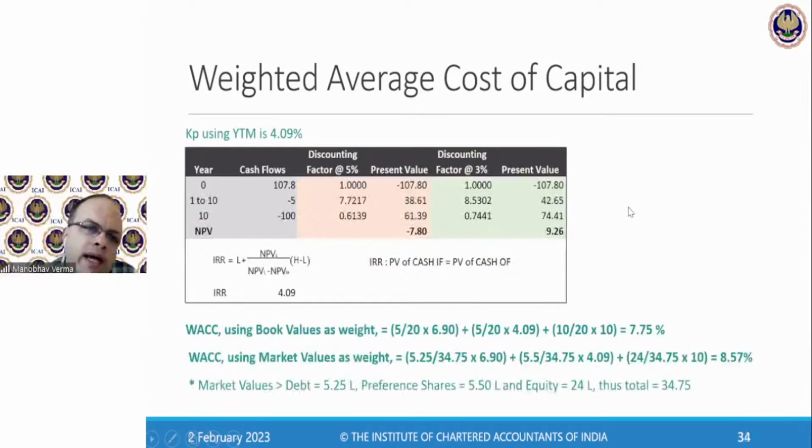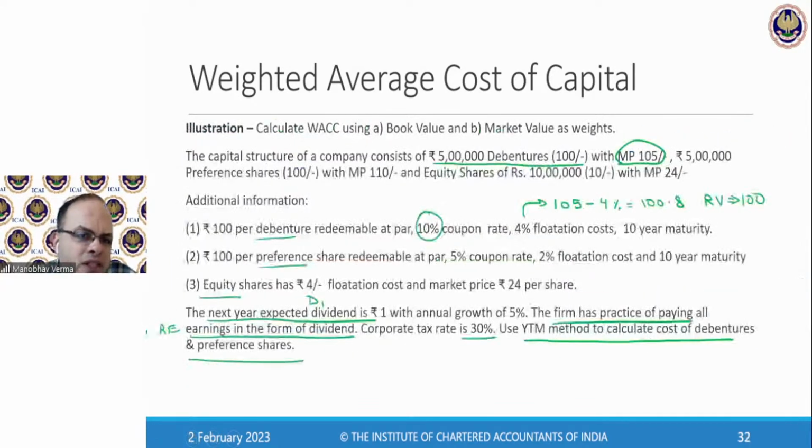Okay, let's talk about another one, cost of preference shares. Now, in the preference shares, what was given to us? What is the market price of the preference shares? 110. Please make sure everyone is with me now. 110 is the market price. And are there any flotation costs? 2% flotation cost, right? So 110 minus 2%.